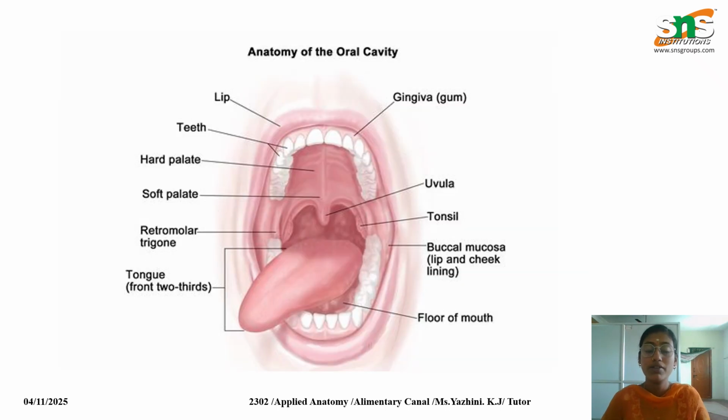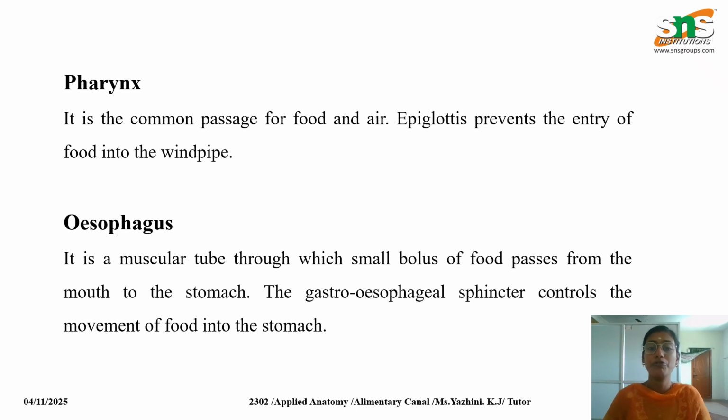What we saw in the previous slides shows the anatomical location of the lip, the teeth, the hard palate, the soft palate and the floor of the mouth, so just view it. The pharynx is a common passage for food and air. The epiglottis acts like a lid, preventing food from entering the trachea during swallowing. Aspiration risk is high in stroke and unconscious patients.